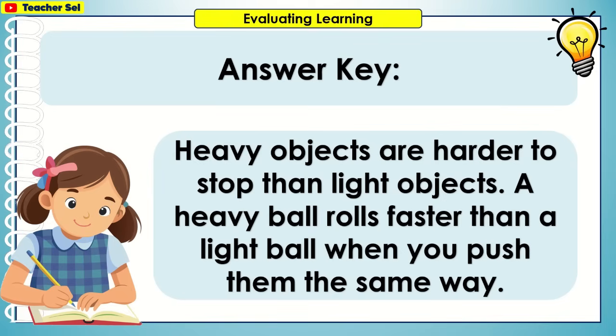Here is the correct answer. Heavy objects are harder to stop than light objects. A heavy ball rolls faster than a light ball when you push them the same way.